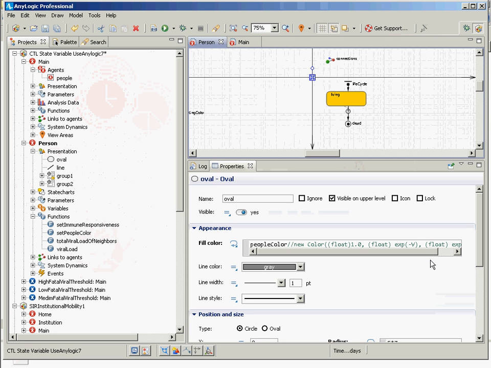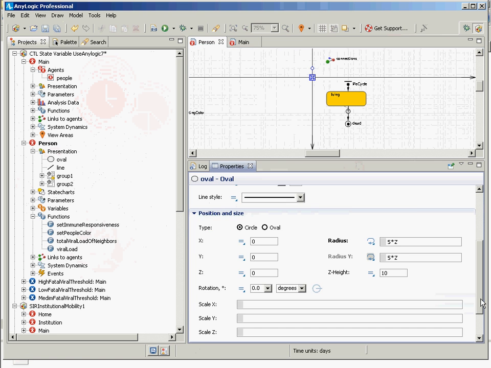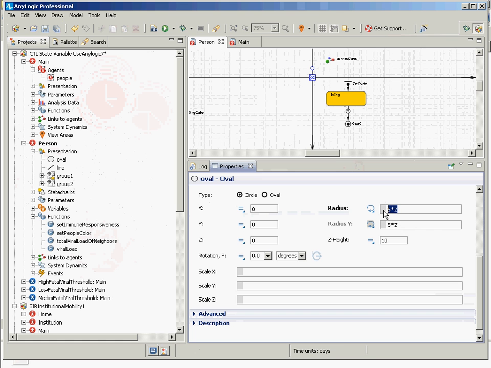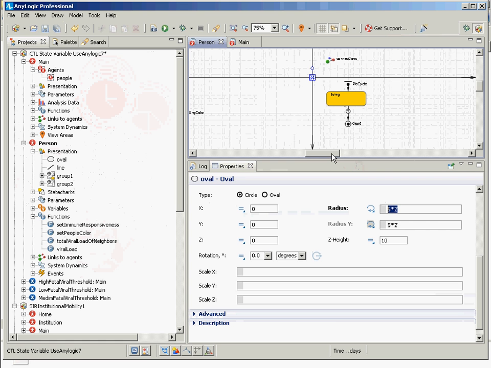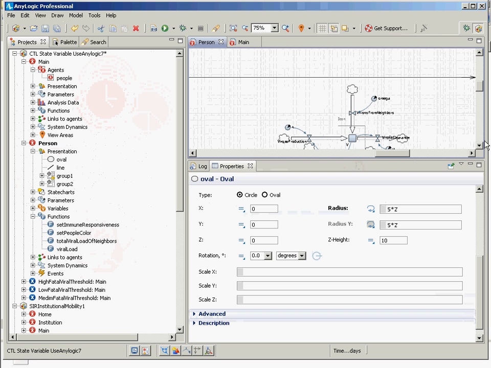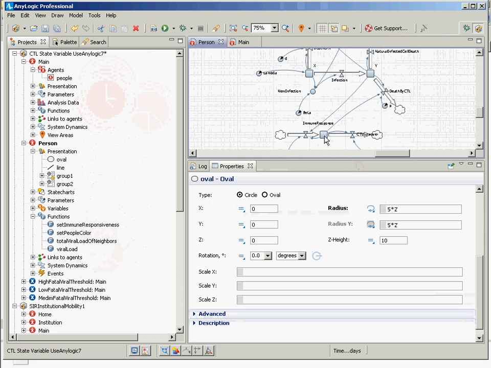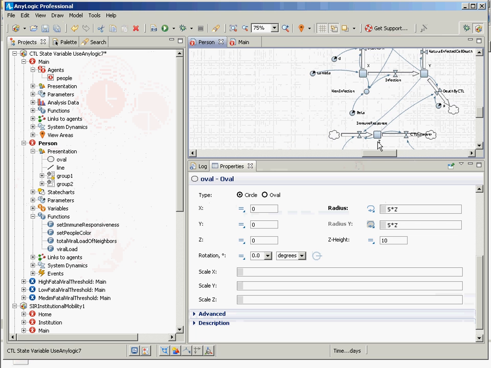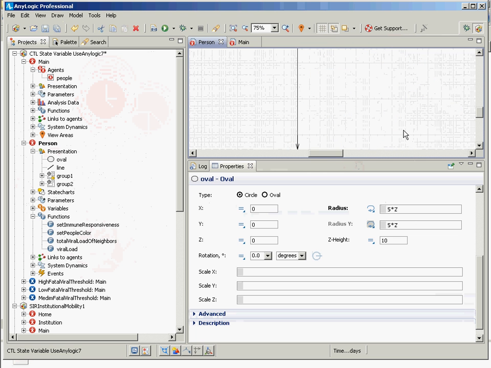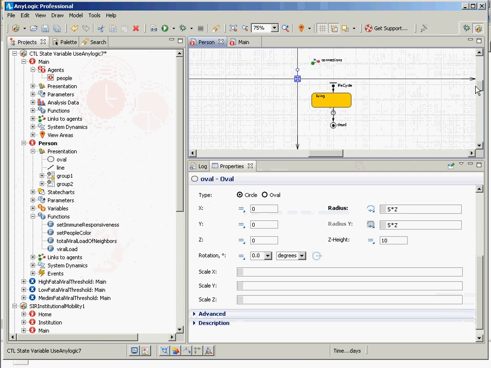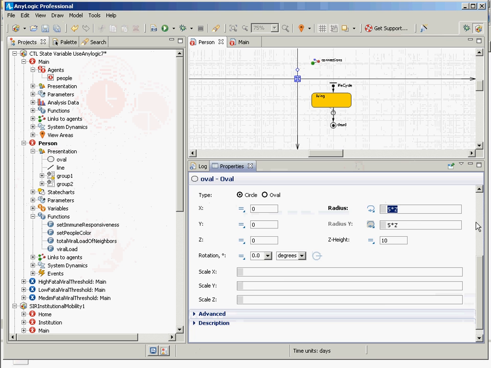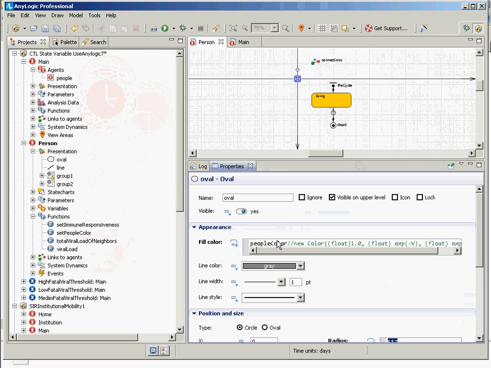You'll notice that the radius of their oval is just given as 5 times z, where z is given by this here. It's this stock. So their z value, which gives their level of immune response, is used to set their radius, and then the actual color of the circle is set with people color. And people color is a variable that's determined over time.